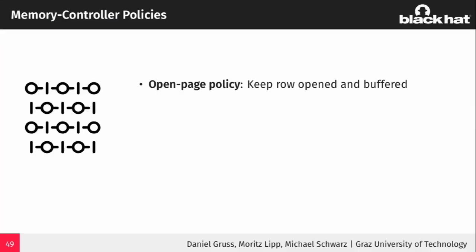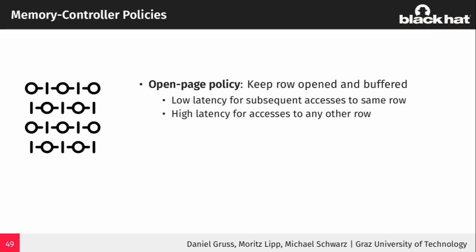Why does that work? It doesn't make any sense because, as we said, we have the row buffer, which serves as a cache. But in addition, what we have are so-called memory controller policies. At some point, the controller needs to decide if it needs to close the row or keep it open. The open page policy says we keep the row open and buffered. That means we will have a low latency for subsequent accesses to the same row and a high latency for accesses to other rows, right? That was the case that we observed in the beginning.